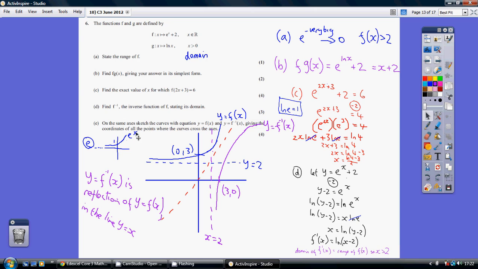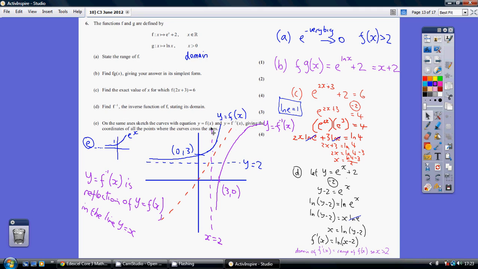Now for part E, we've got to draw the two graphs. So start off with plotting f of x, which is just e to the x plus 2. So, transformation of graphs: this is outside the function, just adding 2 to our basic function. Our normal e to the x graph is shaped like this, passing through the coordinate 0, 1. So this just adds 2 to all the y values, so it just shifts this up 2. So it's crossing the axis at 0, 3. So there's our curve y equals f of x.